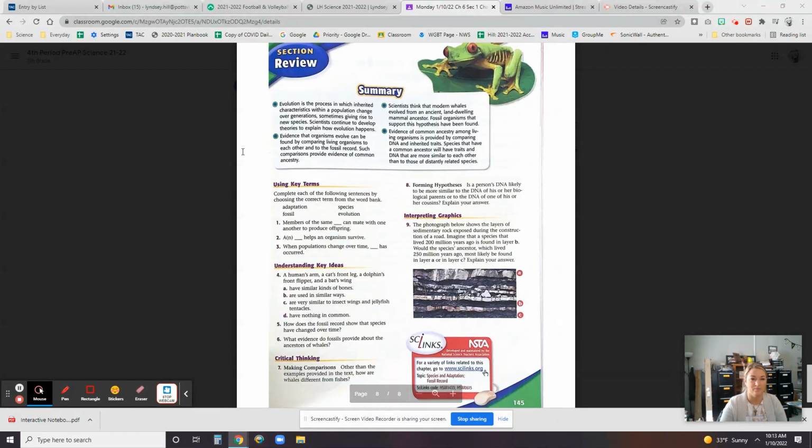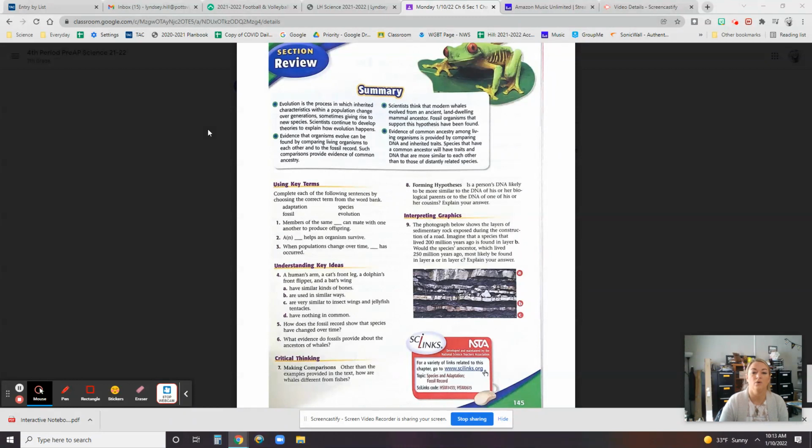All right, so let's look at this summary. It says, evolution is the process in which inherited characteristics within a population change over generations, sometimes giving rise to new species. Scientists continue to develop theories to explain how evolution happens. Evidence that organisms evolve can be found by comparing living organisms to each other and the fossil record. Such comparisons provide evidence of common ancestry.